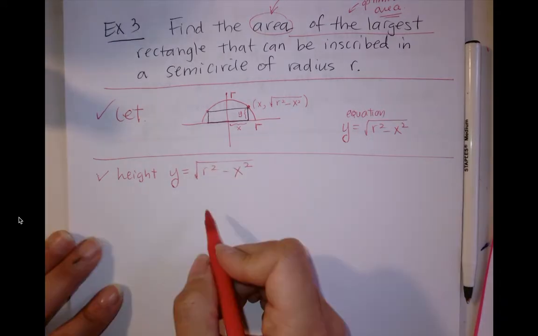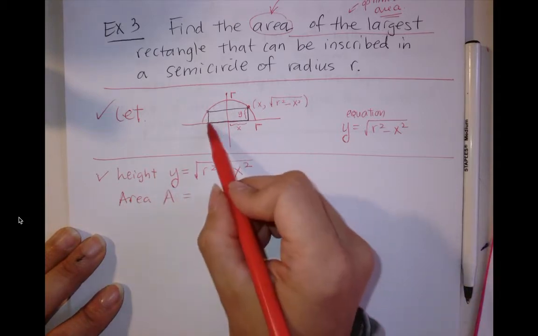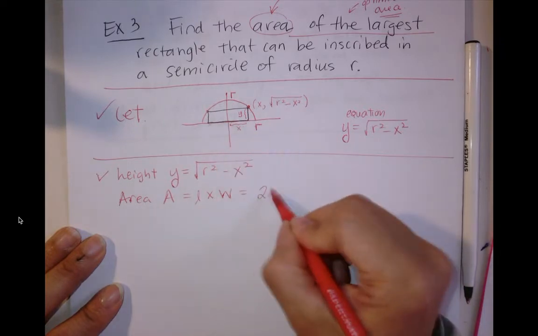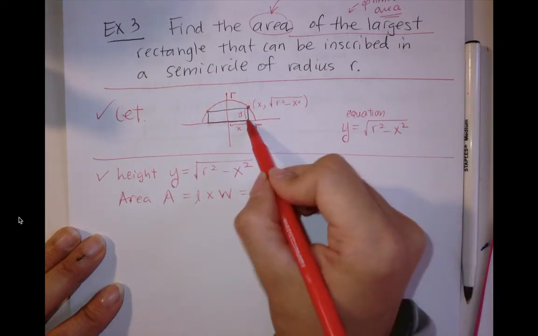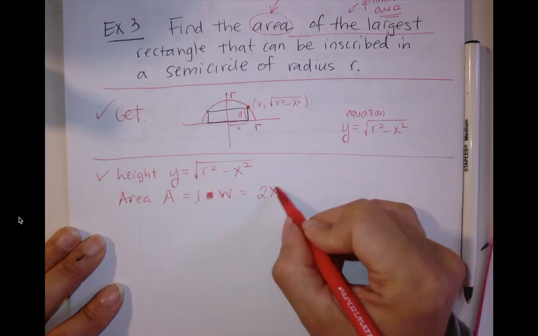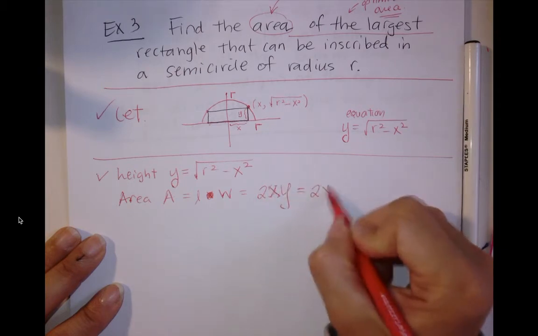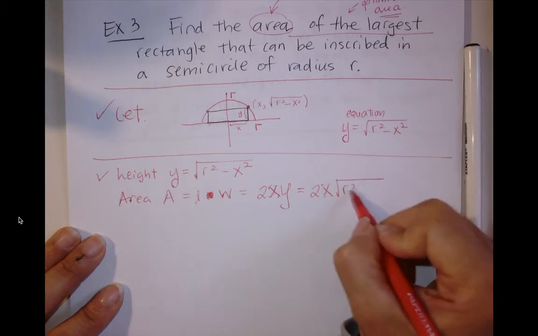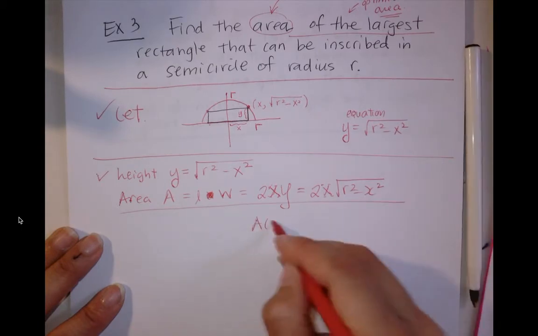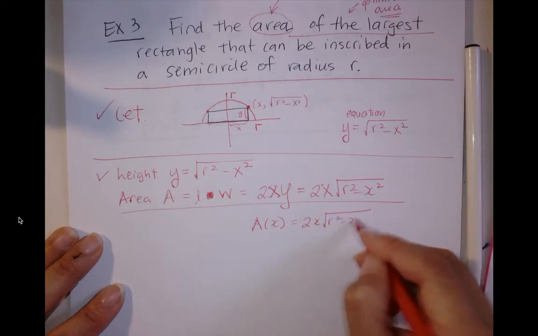We know that area is given by length times width, which in this case is 2x times the height y, which is 2x times √(r² − x²). So I have my function in terms of x. The area function is 2x times √(r² − x²), done.